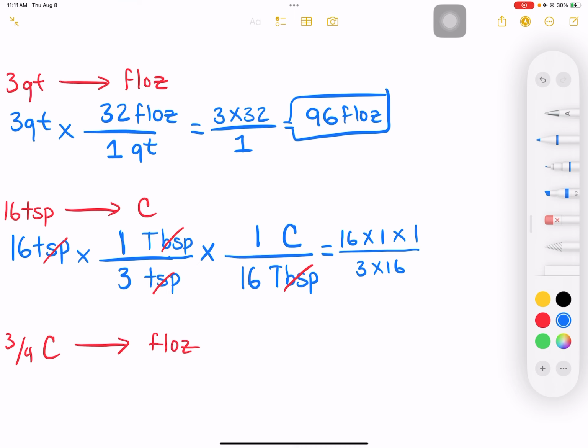I'm going to show you how to plug this into the calculator, because the rule says you have to multiply everything on the top and divide everything on the bottom. So the proper way to set this up in the calculator, so that you don't have to round in between steps, is to start multiplying everything on the top, 16 times 1 times 1, and without hitting equal, start dividing everything on the bottom. So divide by 3 and divide by 16. Multiply everything on the top, divide everything on the bottom.